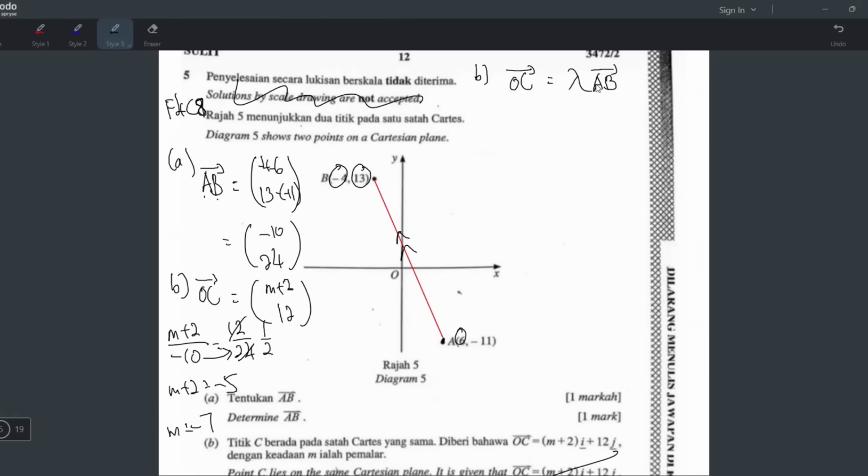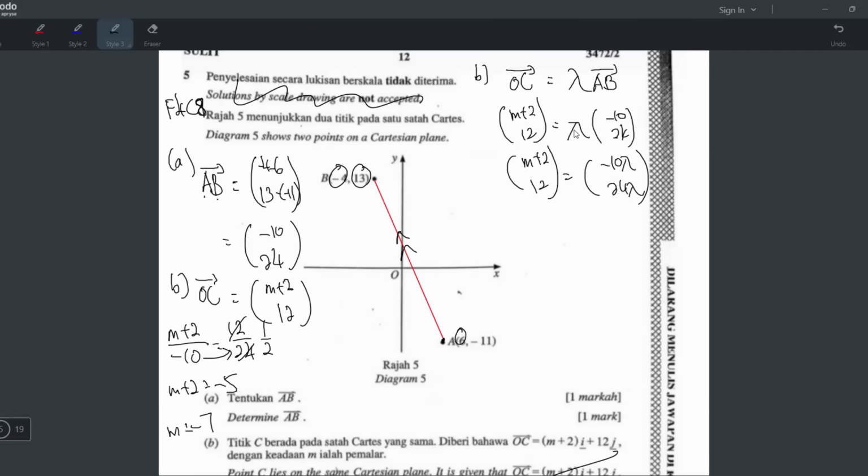So put lambda. Okay, put lambda. So OC is (m + 2, 12). It's okay if you leave it in the column vector form. It doesn't affect the working. And then lambda AB is (negative 10, 24). And then the lambda you have to multiply in. After multiplying in, you compare. So negative 10 lambda, 24 lambda here. And then m plus 2, 12.